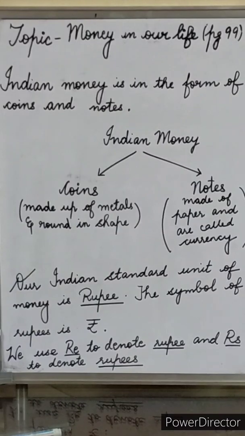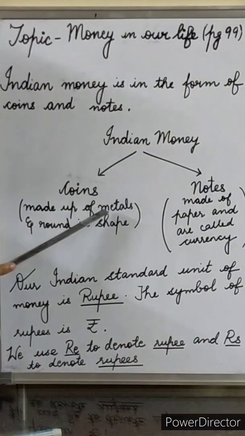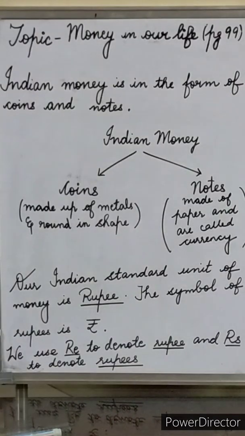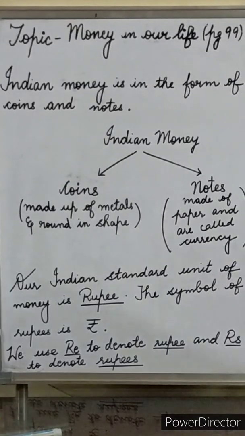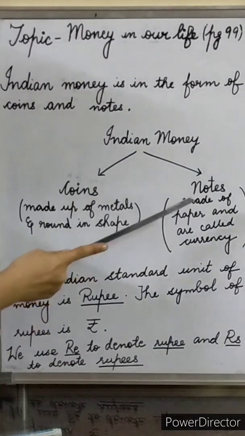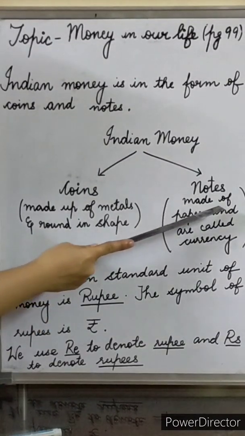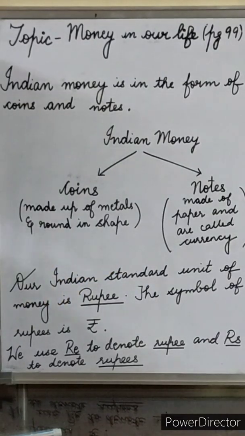Okay. So children, coins are made up of metals and they are round in shape. Children, coins are made up of metals and they are round in shape. Now come to the next part, that is notes. Notes are made up of paper and they are called currency.